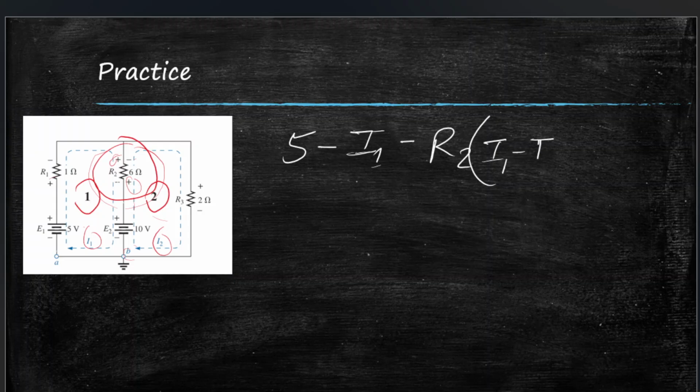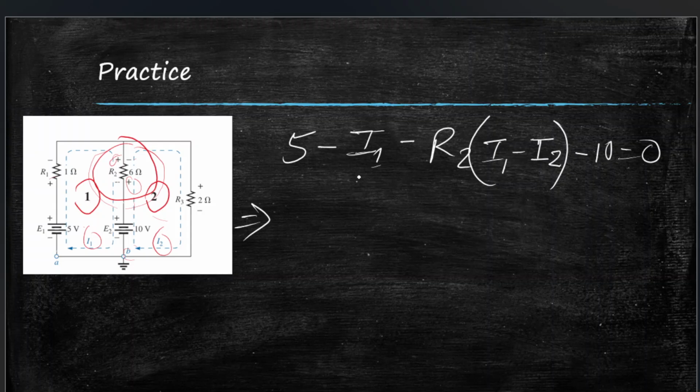And since this equation is for loop number 1, we are assuming I1 to be positive. When we make the equation for loop number 2, we will assume I2 to be positive. And lastly, we have E2 in loop 1, so that's minus 10 volts because it's entering through the positive end. Minus 10 is equal to 0.